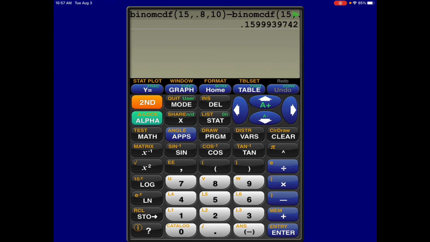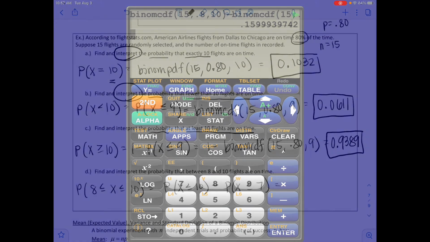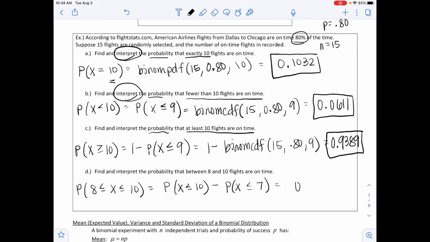Again, you can do this by using binom PDF for 8, for 9, and for 10 independently, and then adding those together. So on the calculator, we get an answer of 0.1600. And again, this one does say to interpret. And since we're interpreting this, we would say the probability that between 8 and 10 flights are on time out of the 15 flights is 0.1600.